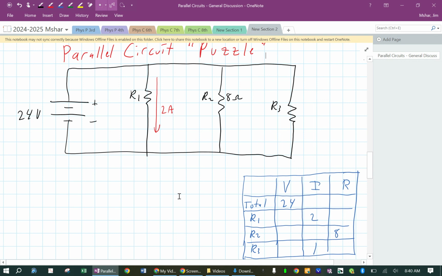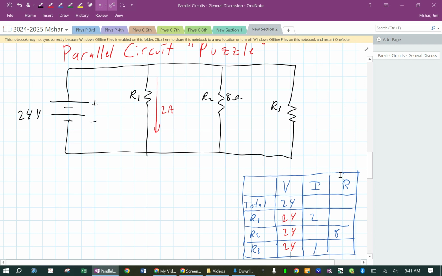Okay, so first off, what's the same everywhere in a parallel circuit? Well, the voltages are the same. So if this battery voltage is 24 volts, that means each voltage drop for each resistor also has to be 24 volts. So right away, we have these values in our chart filled in. And again, this is for a parallel circuit. If this were a series circuit, these would not be all the same, but for parallel, they are.